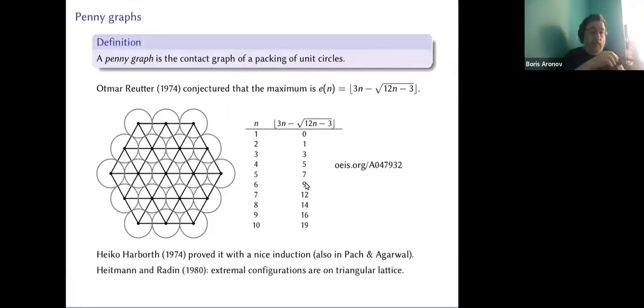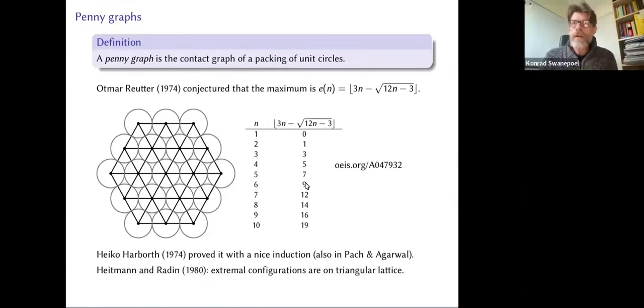What about the extremal configurations? It's not so hard to look at Harborth's proof and see that the only way that you can really attain this value is on the triangular lattice. And this was shown first by Heitmann and Radin. They are sort of people coming from mathematical physics.